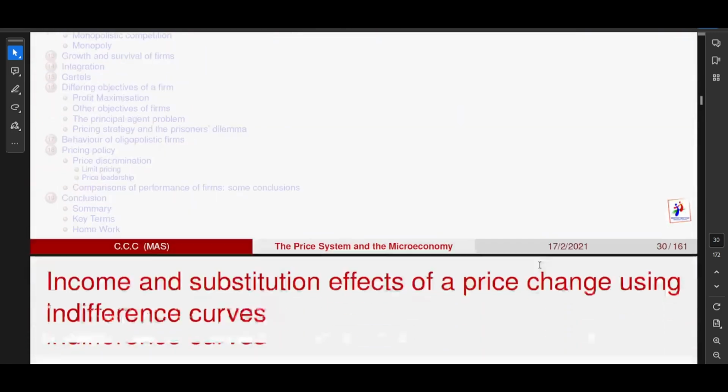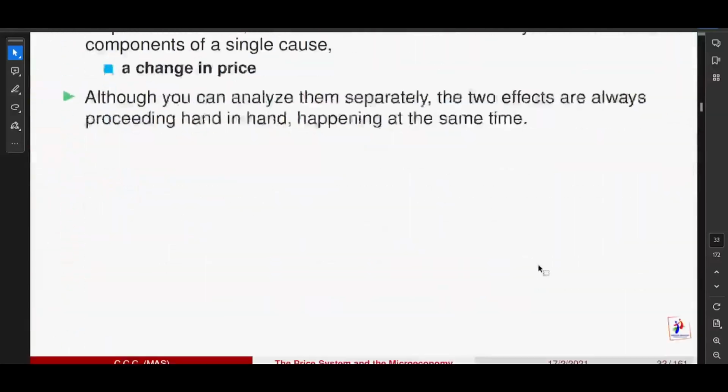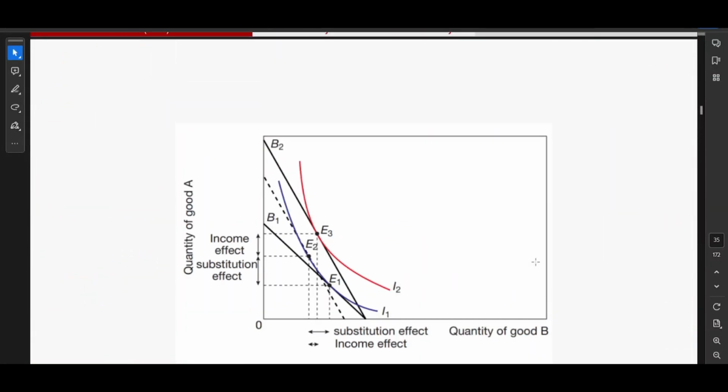Let me see if I have another one. Wait, indifference? Can I get an explanation on the imaginary B3 line? Yeah, I'm going to get to that shortly. Oh, okay. I'm sorry. I'm going to explain what is income and substitution effect.